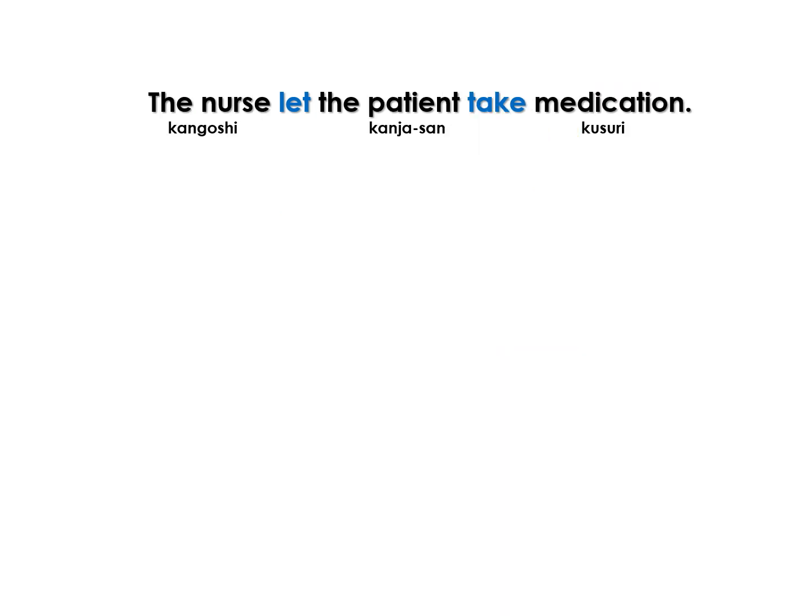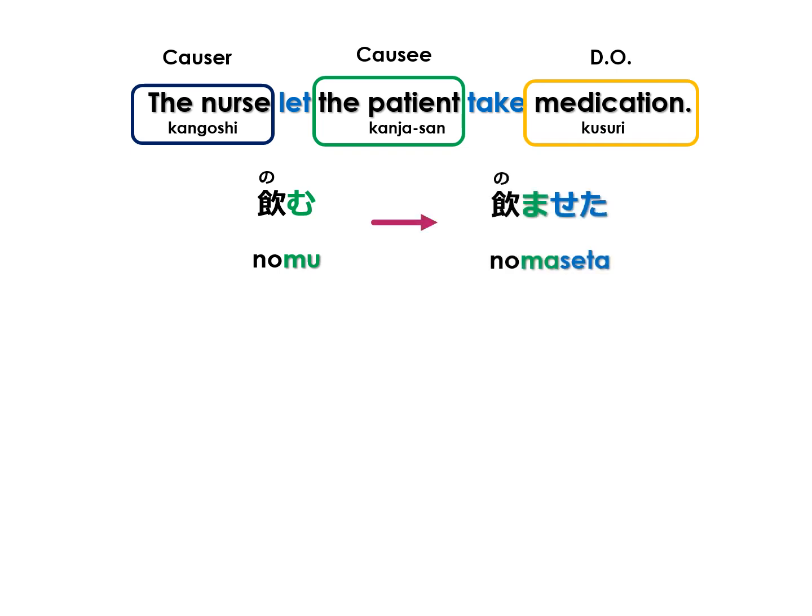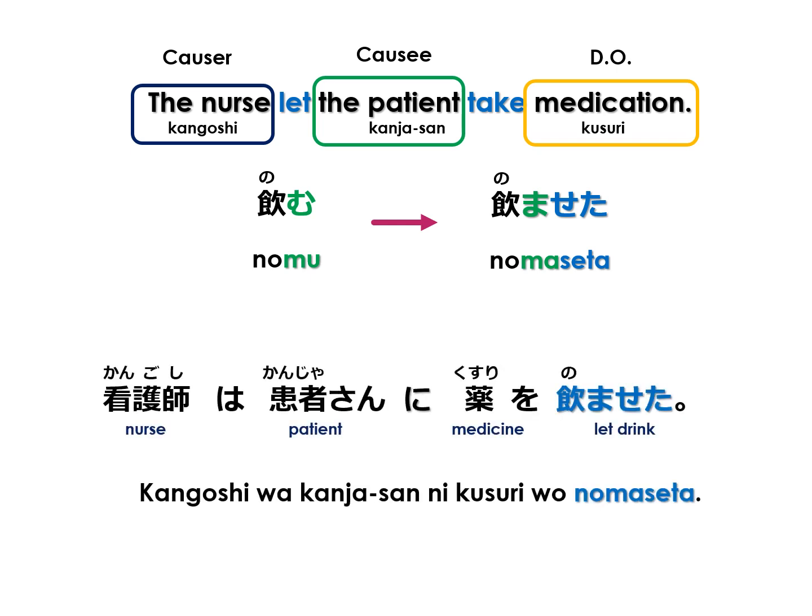The nurse let the patient take medicine. The causer is the nurse, the patient is the causee, and medication is the direct object. The verb is actually to drink medicine. In Japanese, it's nomu, and conjugating to the causative past tense plain form, we get nomaseta, let drink. In Japanese: kangoshi wa kanja-san ni kusuri o nomaseta.